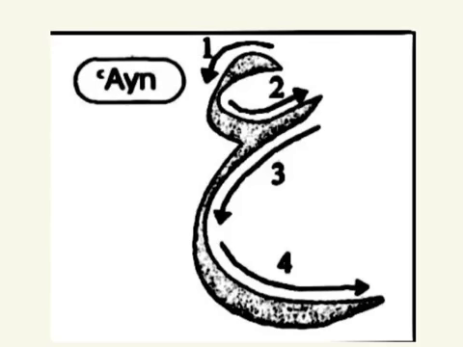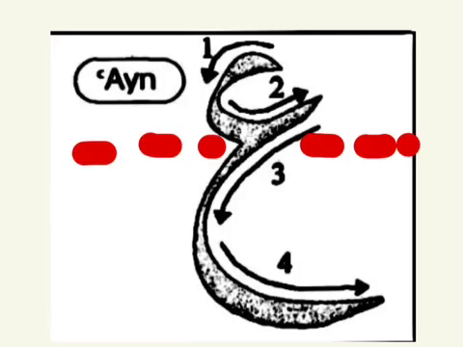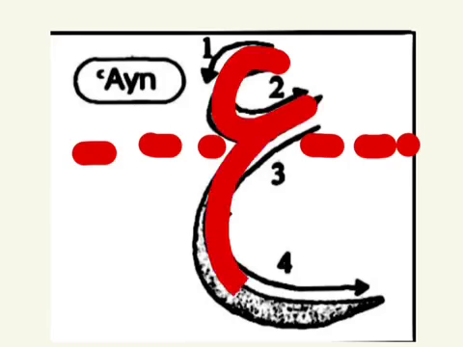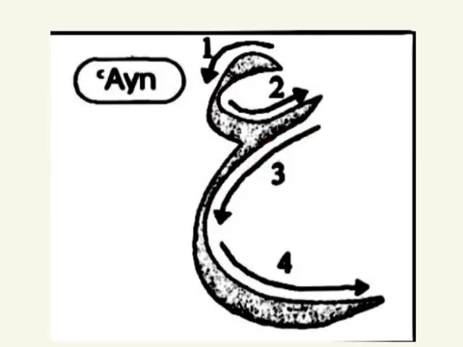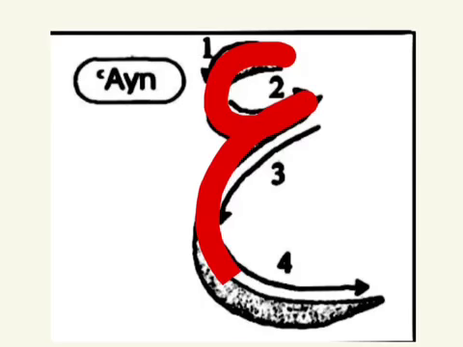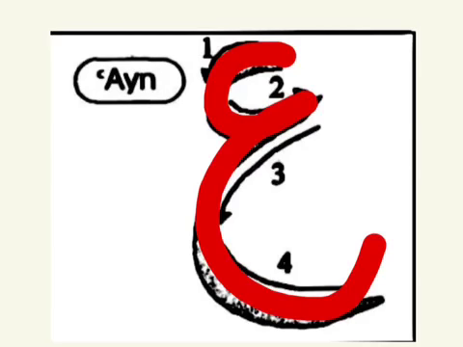Next, we have Ain. Ain. Ain starts above the line and then goes way below the line. The line would be just about here. We're going to start above, go around, and then a long tail that goes below the line. Let's see that again. Start above and a long tail that goes below the line. The letter Ain.